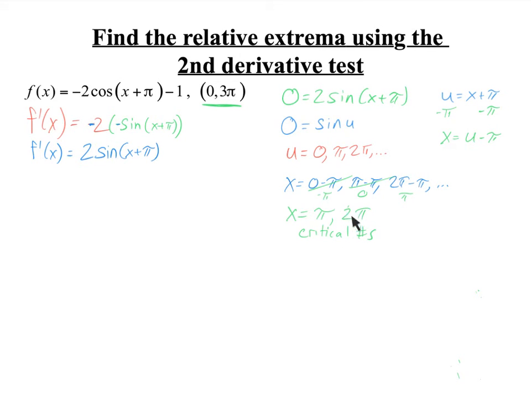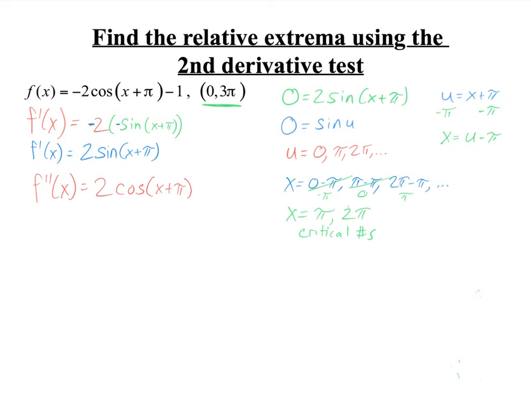So we have our critical numbers. We now need to do this second derivative test, so I need my second derivative. Let's go back to this and do a second derivative. What we have for a second derivative: we leave the 2, and the derivative of sine of x plus pi, the outside, is going to be cosine. And we leave the inside.